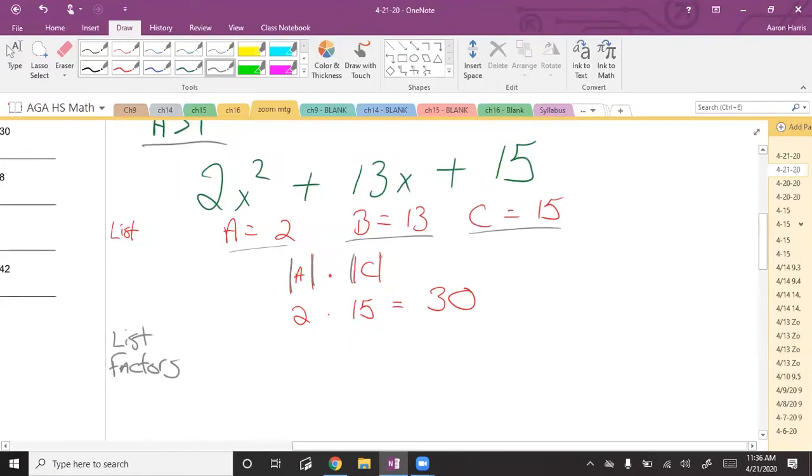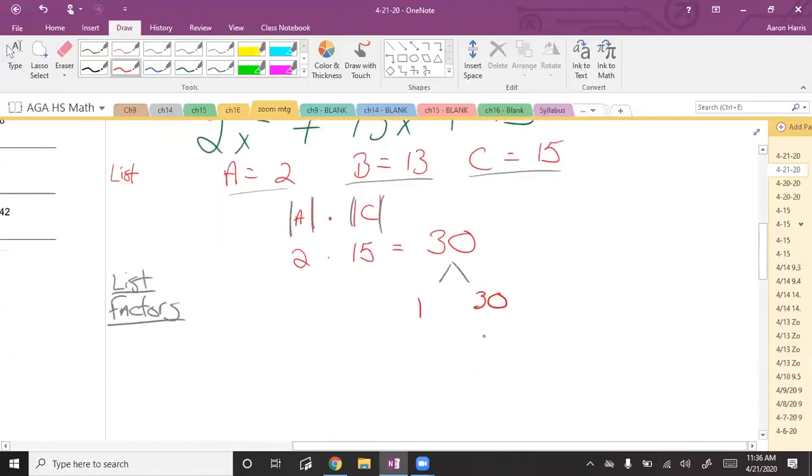A, absolute value of A and C. So 2 times 15 is what? 2 times 15 is 30. And now you list the factors. List your factors, and don't skip the step. Start with 1. So I get 1 and 30.